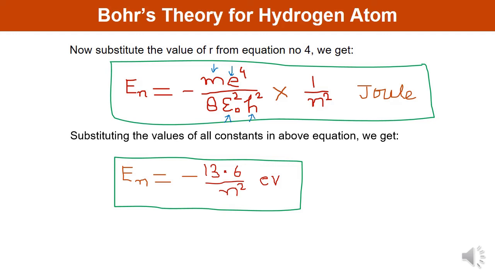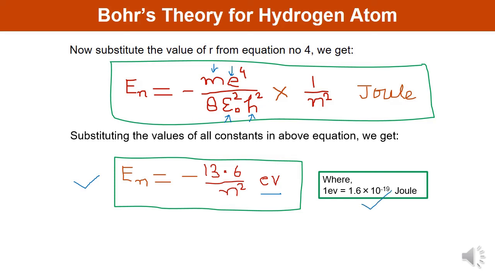You will get En equals minus 13.6 / n² electron volt. Here the unit is electron volt, and the relationship between electron volt and joule is that 1 electron volt is equal to 1.6 × 10⁻¹⁹ joule.